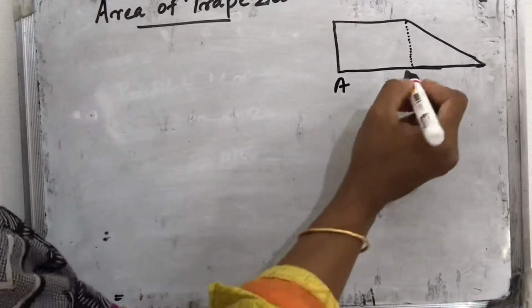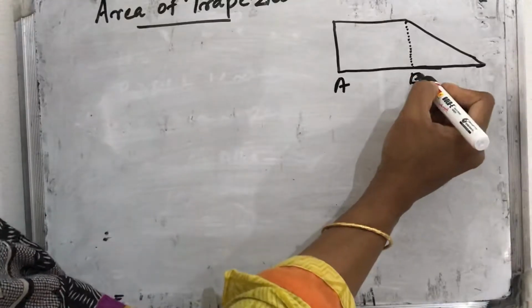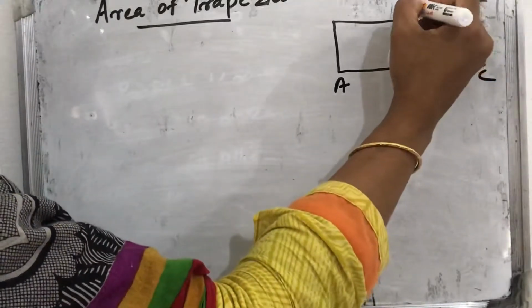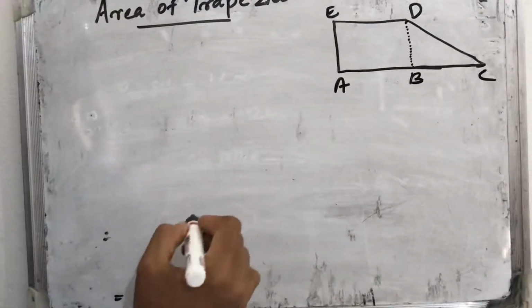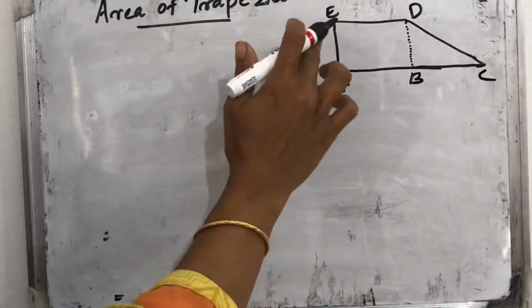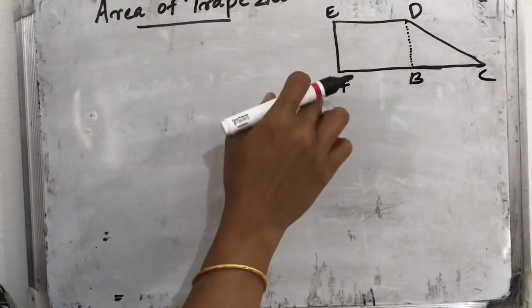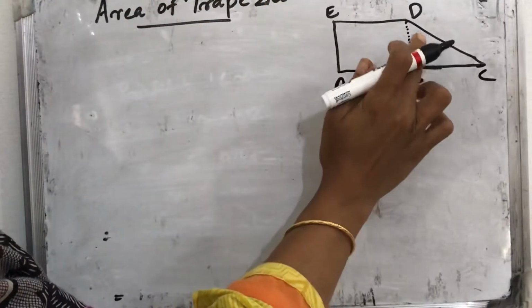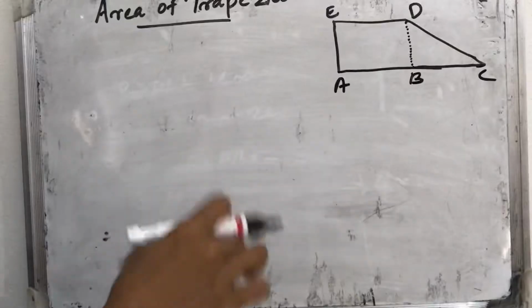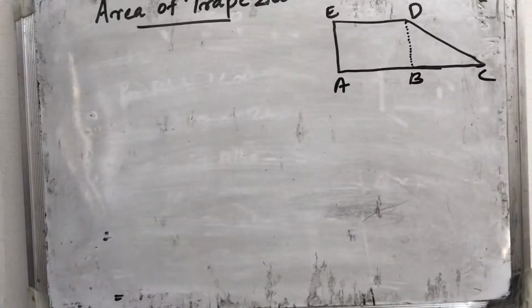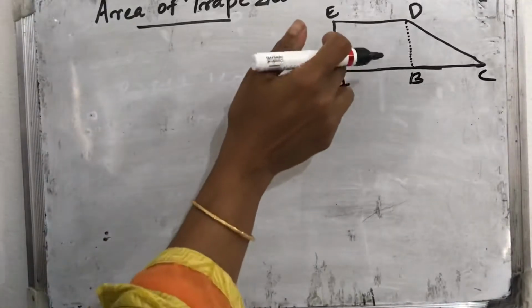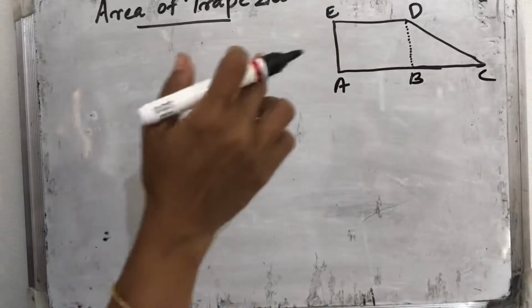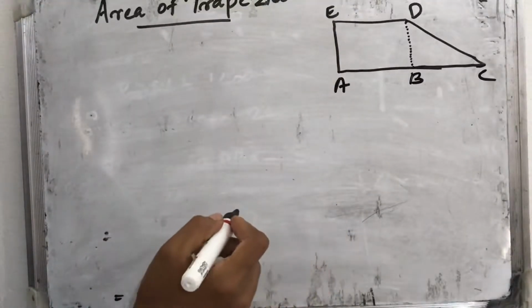After that, we give the names A, B, C, D, E. Now, for finding the area of this trapezium, it is enough to find the area of this rectangle and the area of this triangle and take the sum. So first we find the area of the rectangle, and its side lengths are given.